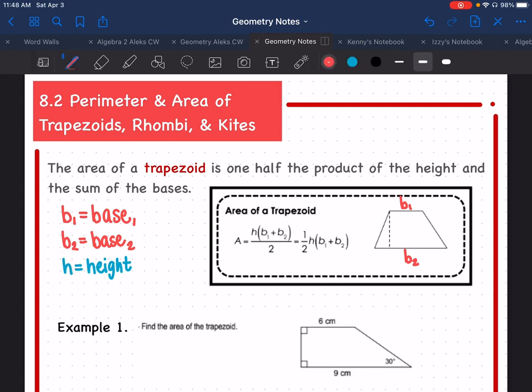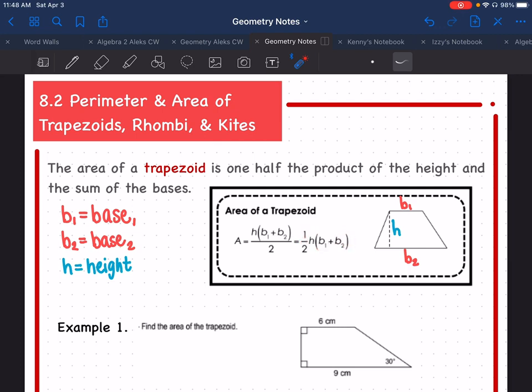Now remember most times that your height is a diagonal line in the center of your trapezoid. It must go from base 1 to base 2, and it is going to be perpendicular to one of the bases. Okay, so we can think of it as the definition said, 1/2 times the height times the sum of the bases. That's this one right here.